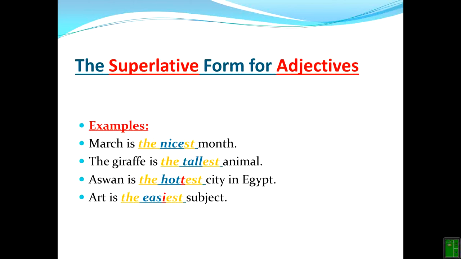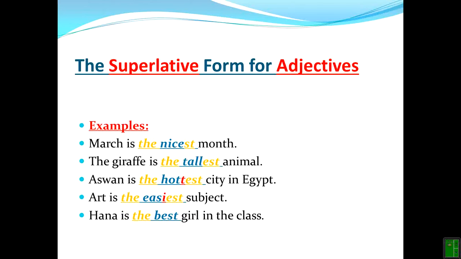Example number 4, art is the easiest subject. Here we compare between art and the other subjects. So what is the adjective here? It's the word easy. And you can ask me a question. Does the word easy end in the letter I or the letter Y? Of course it ends in the letter Y, but when the adjective ends in the letter Y, we change it into I, then we add est, and don't forget that we add the article the before the adjective in the superlative form. So the example again will be art is the easiest subject.